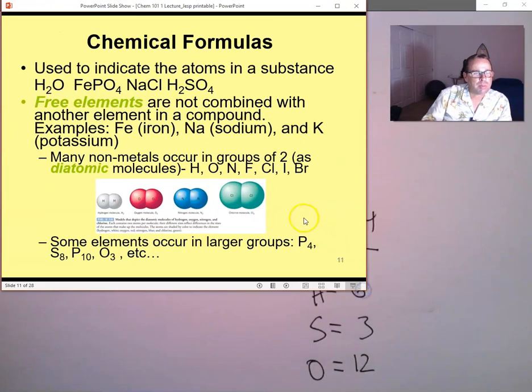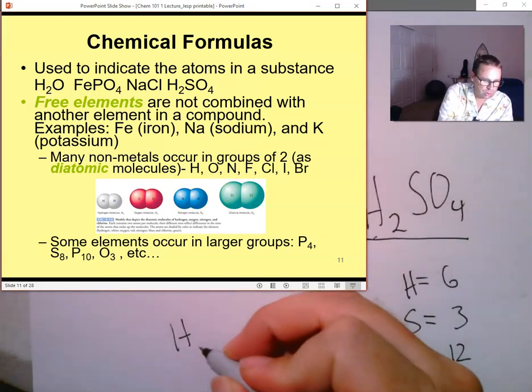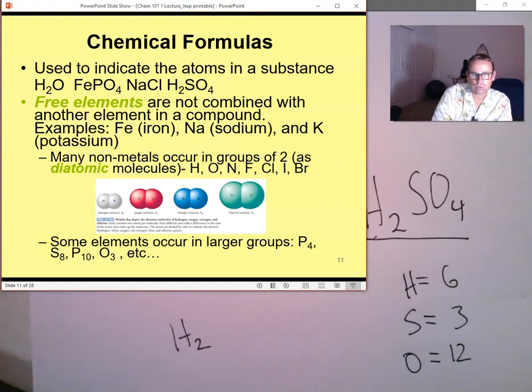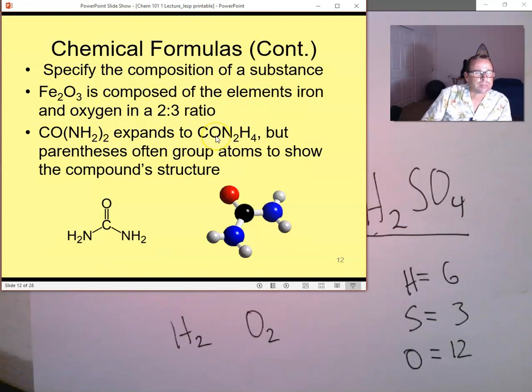Now, as we mentioned, some elements go around in little molecular packets, like hydrogen, oxygen, nitrogen, chlorine. They go around not as just a hydrogen, for example, but as H2. Oxygen is a molecular element. It goes around in little packets of 2. Okay.